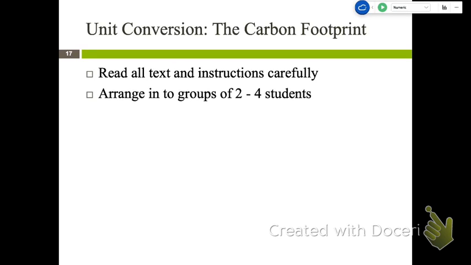The second part is that you need to work in groups. This is not an individual thing. A lot of times it says, everyone in the group, write down an answer, and then talk to each other. So please do that. That social interaction is a way that we construct new knowledge.